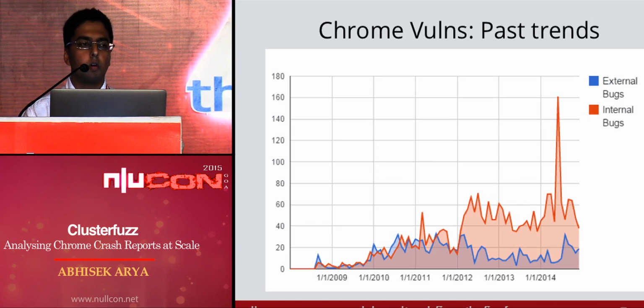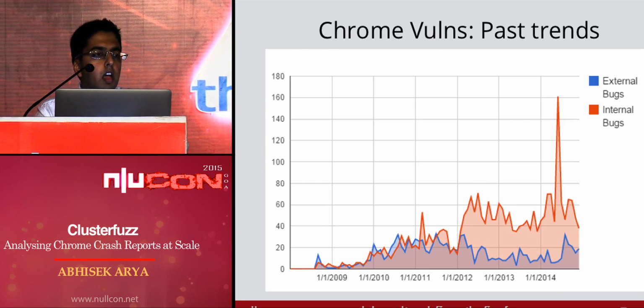So here are some Chrome vulnerability trends for both internally found and externally reported vulnerabilities. Back in the year 2009, as you can see here, when we had a new browser, a new security team, and not many external researchers looking at Chrome, we had less than 5 vulnerabilities a month to triage. And fast forward to 2014, we have more than 60 bugs a month to triage. So that's a lot.